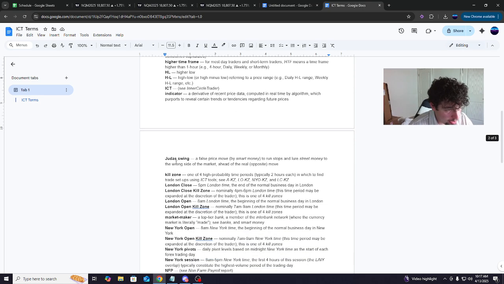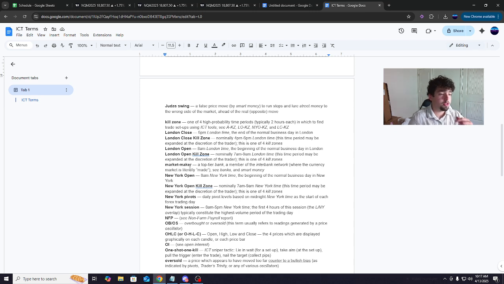Next, we have Judas swing. You're going to hear this a lot. Judas swing is a false price move by smart money to run stops and lure street money to the wrong side of the market. Usually you would see this most of the time at market open. The market makers will send the price up to sweep out orders that most people won't be able to see. They'll send the market up, expecting people to buy it and follow them, and then with it being the Judas swing, the fake swing, that's just to run the stops and then come back down and sweep all of them out.